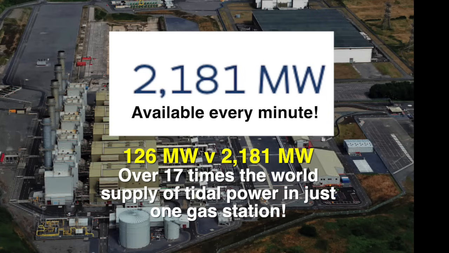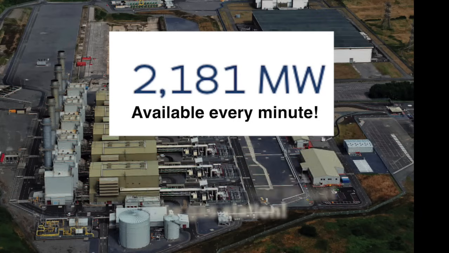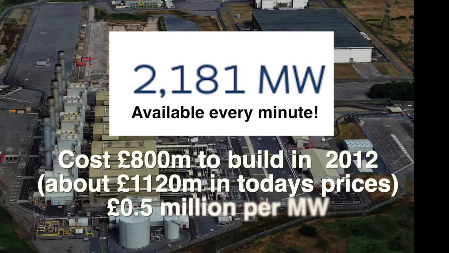So all the world's power stations only amount to about 5.7% of the output of one gas station. And not only that, the gas station provides that every minute, unlike the tidal power station, that goes down to zero and up and varies all the time. Well, there we are. That cost 800 million to build in 2012, which is roundabout 1,120 million pounds in today's prices.